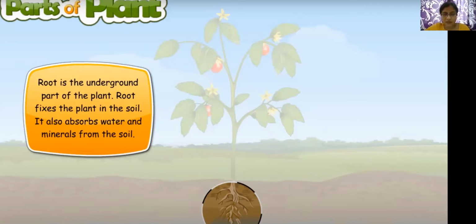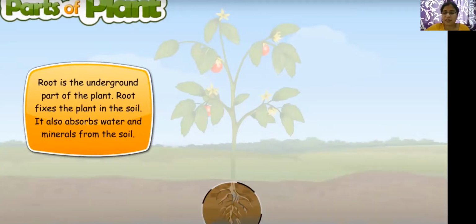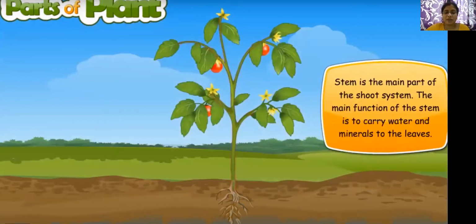So what is the function of the root? The root's function is to fix the plant in the soil, and it also absorbs the water and the minerals from the soil, right? It absorbs and sends them to the different parts.